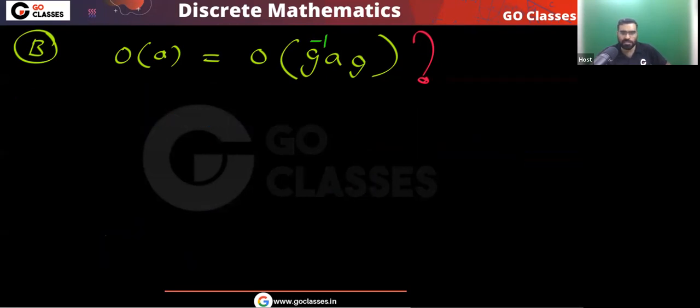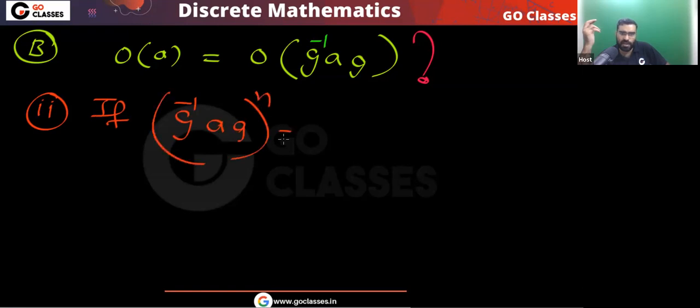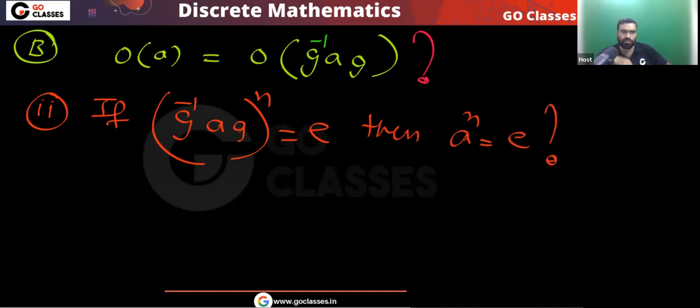What about the other side? We need to also prove the other side. We need to prove that if G inverse AG power n is equal to the identity element, then A power n is also the identity element. This is also what we need to do. Agree? Yes or no? We need to prove this side also.